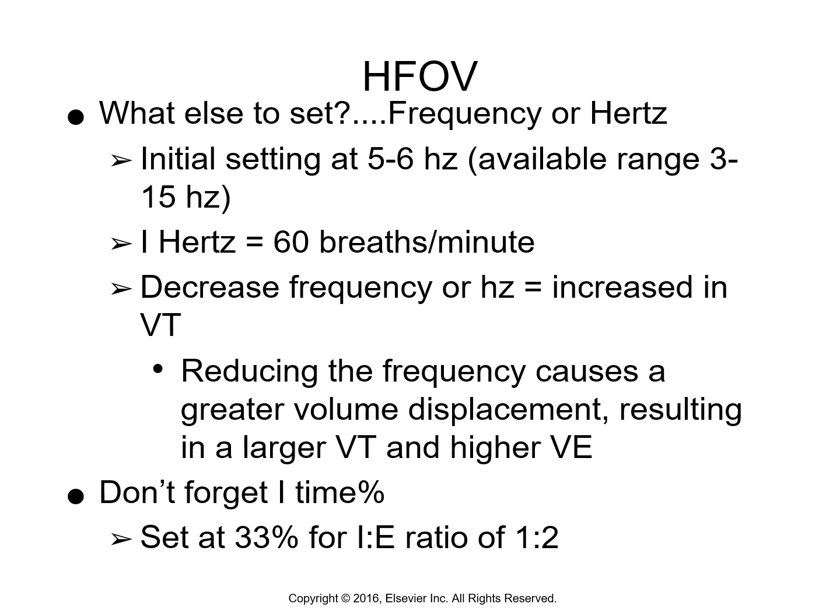So reducing the frequency causes a greater volume displacement, so a larger tidal volume and a higher minute volume. Okay, so just like increasing the frequency would result in a smaller volume displacement, a smaller tidal volume, and a lower minute volume. So to actually decrease the PaCO2 on this particular machine, you would decrease your frequency to allow greater volume displacement. Okay. And then again, your inspiratory time, your I time, is going to be set at 33% to have an I:E ratio of 1 to 2.